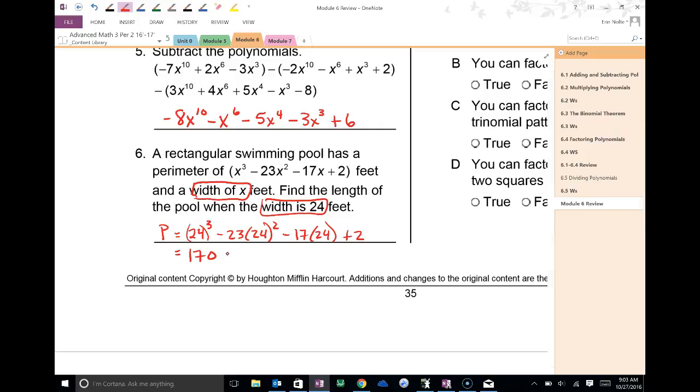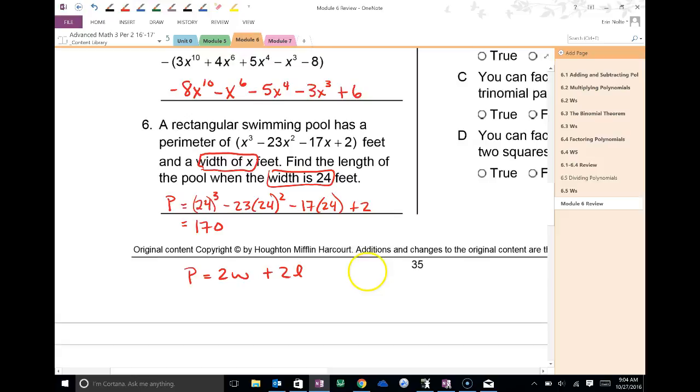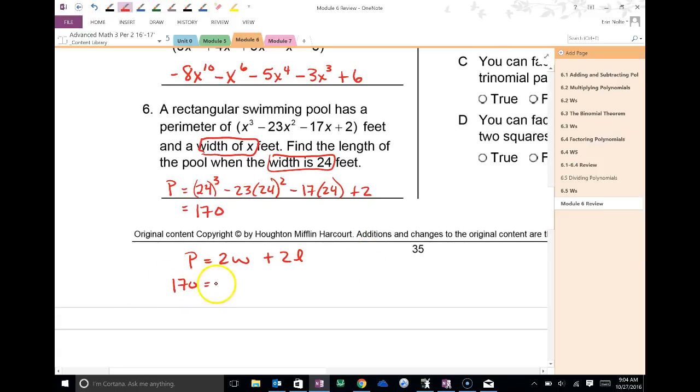Now it says that we have a width of x. How can we figure out the length? First of all, what is the definition of the perimeter of a rectangle? 2 widths plus 2 lengths. So we know our width is 24 and our perimeter is 170. See where we're plugging stuff in now? So 170 is equal to 2 times 24 plus 2 lengths. So what is 2 times 24? 48.